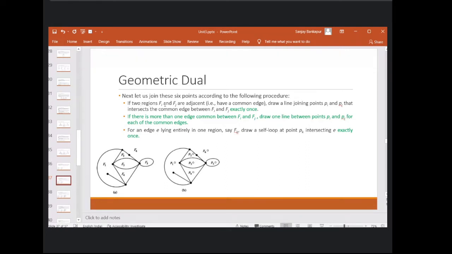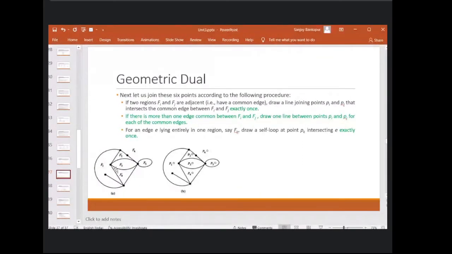If two regions Fi and Fj are adjacent, draw a line joining points Pi and Pj. For example, considering F1 and F6, they are adjacent. Any quick answer? Are they adjacent? Are regions F1 and F6 adjacent? It's a tricky question, but it is equally simple. Kamesh says yes. Any other answers? F1 and F6 are adjacent?